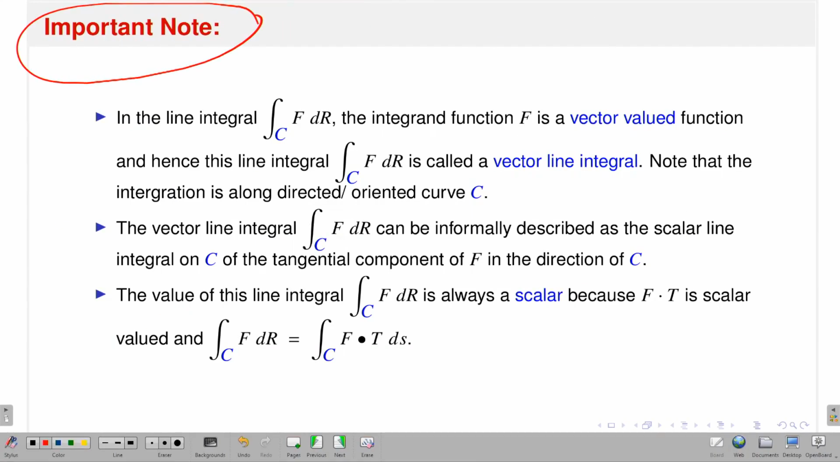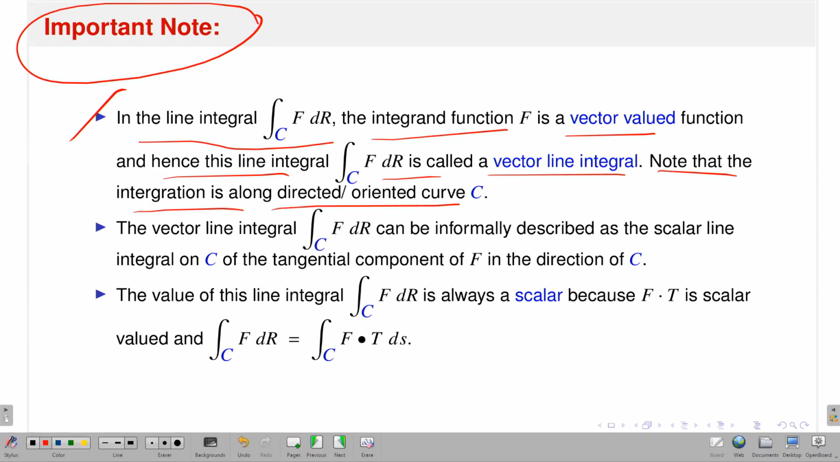Okay, a couple of important notes, like in the scalar line integral I have discussed. The first one is that in the vector line integral, the integral over C of F dr, the integrand function capital F is vector valued, because I am starting with a vector field, and hence this line integral is called the vector line integral. For the scalar line integral, I am starting with a scalar field, and for the vector line integral, I am starting with a vector field, and the domain contains the corresponding smooth piecewise curve C. Note that the integration is along a directed or oriented curve C. This time I am taking the curve C with a parameterization t, and it will have the usual orientation.